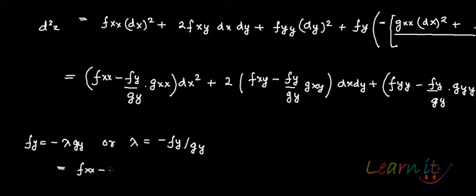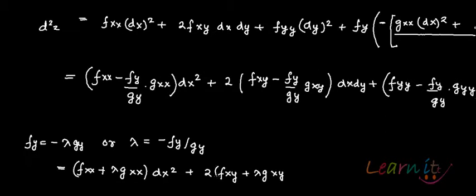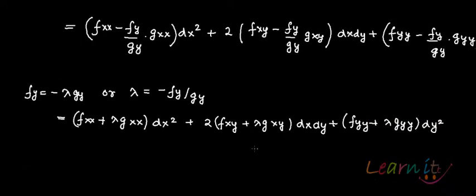fxx minus lambda gxx dx square plus 2 fxy, it should not be minus, it should be plus lambda gxy dx dy plus fyy plus lambda gyy dy2. Now, all of this is d2z.